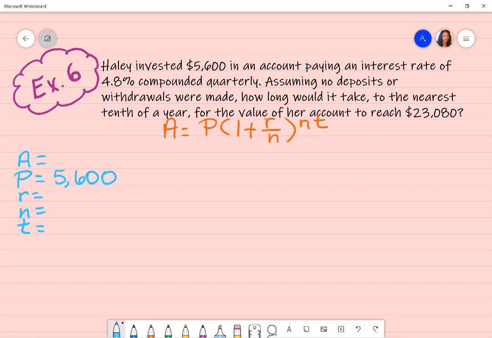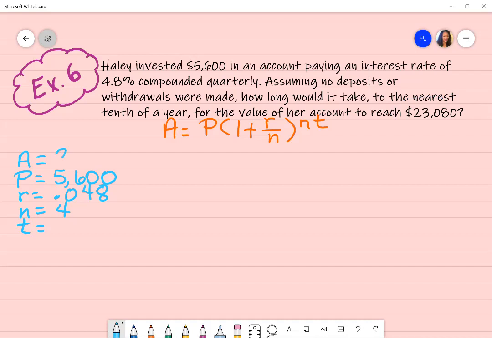The account paid an interest rate. They're telling you that rate is going to be 4.8%. We just can't leave it in percent form. We have to change it to decimal form, which means we have to move the decimal 2 places in front. So the rate is 0.048. Compounded quarterly, if you look at your notes, tells you that N is going to equal 4. And since there were no withdrawals or deposits made, we know our answer is going to be to the nearest tenth. What would it take for her value to reach or end with $23,080?